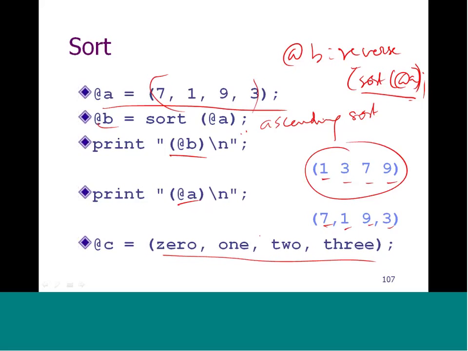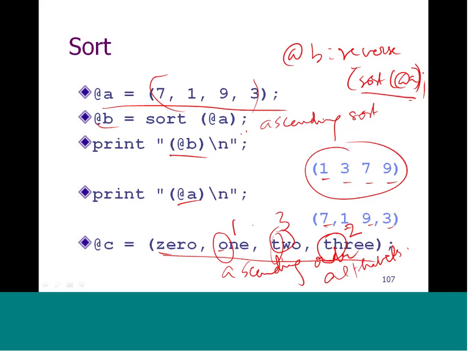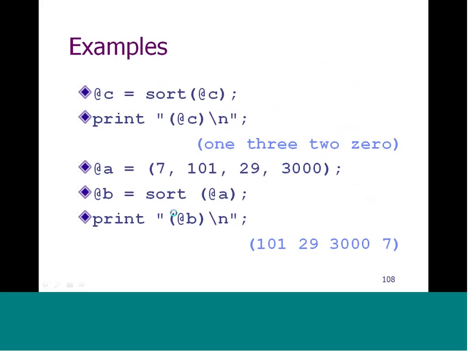Can you tell me what happens again? You should think about this as also an ascending order sort, but now it's on the alphabets. So we know that O comes before T, and in this one TH comes before TW, and then finally this comes. So this is 1, this is 2, this is 3, this is 4, or in Perl notation this is 0, this is 1, this is 2, and this is 3. So let us see what happens. So here when we do the sort, you see that this becomes 0, 1, 2, and 3.